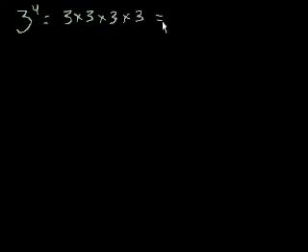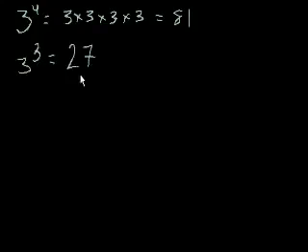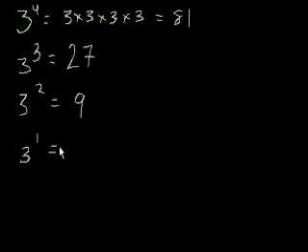So if I were to ask you, let's do 3 to the 4th power. That equals 3 times 3 times 3 times 3, which equals 81. 3 to the 3rd power is equal to 27, just 3 times 3 times 3. 3 to the 2nd power is equal to 9. 3 to the 1st power is equal to 3.